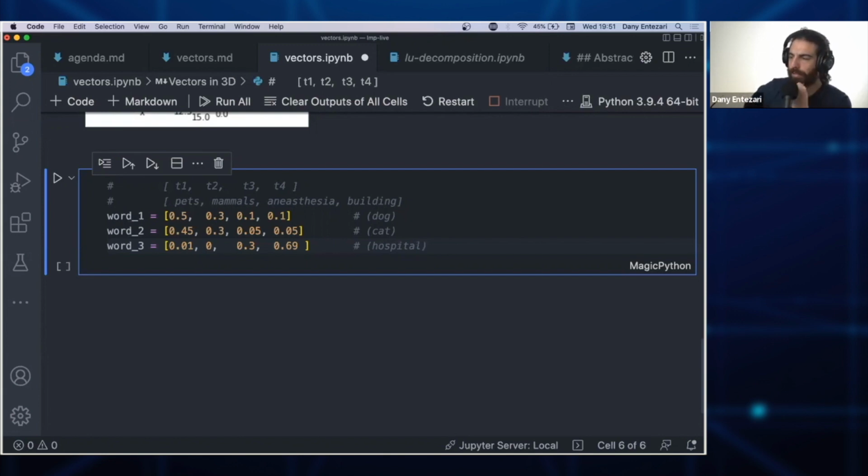Let's say we want to have a system where we group or put words under categories, and we want to do this automatically. We don't want to do this manually.